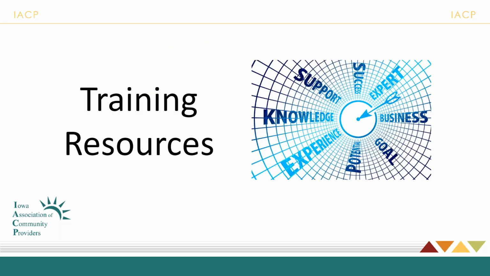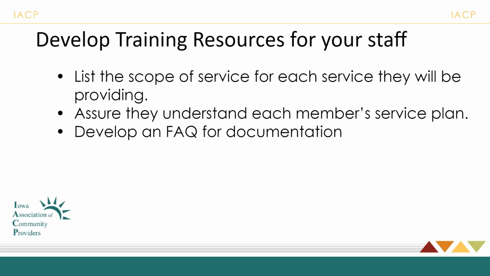So with that, we'll move into training resources. And these are just things that you're going to want to develop for your staff. One of the things is give them a list of the scope of service for each service that they're providing, so that they have that with them, that's in front of them. You need to decide how much you need to describe what each one of those services is. You know your staff well. So in some cases, you're going to provide, okay, what does this mean?